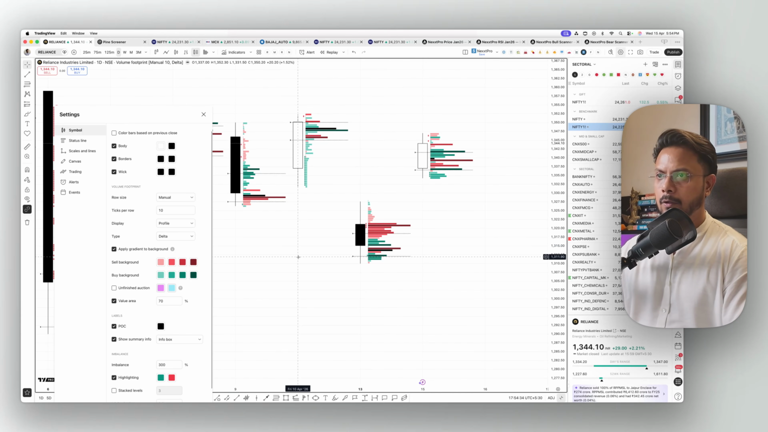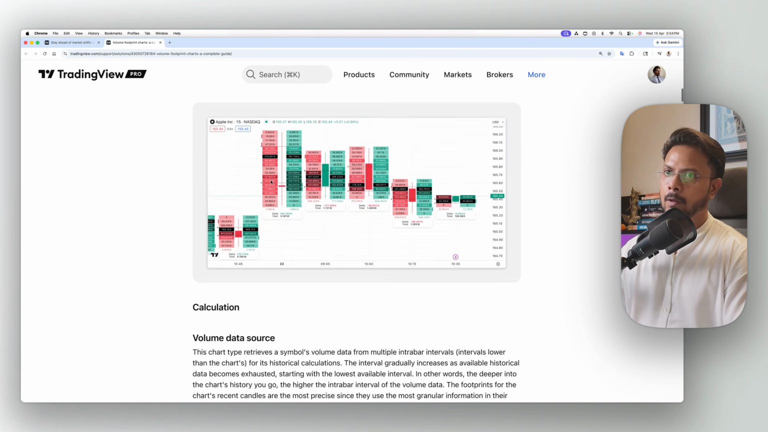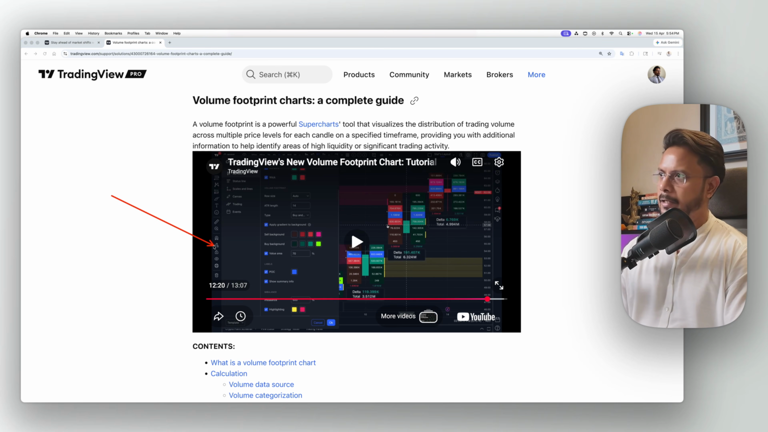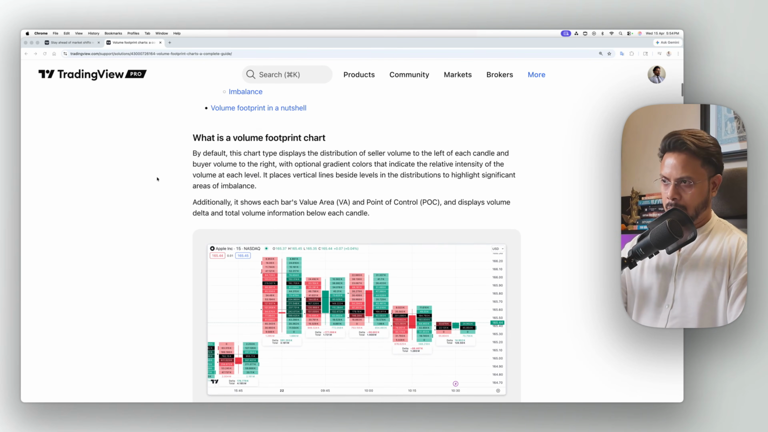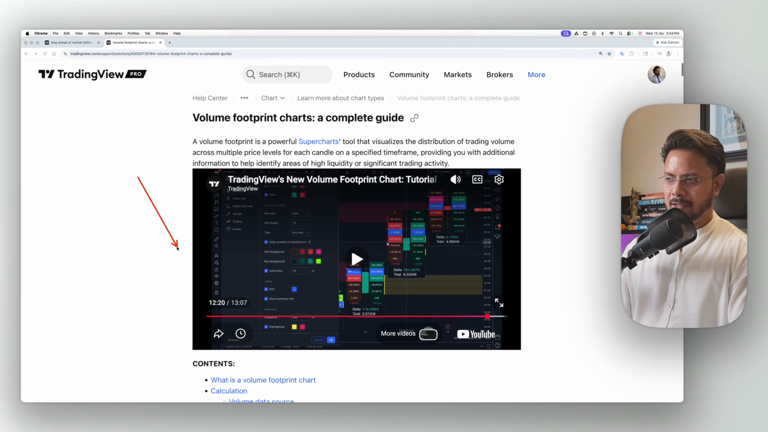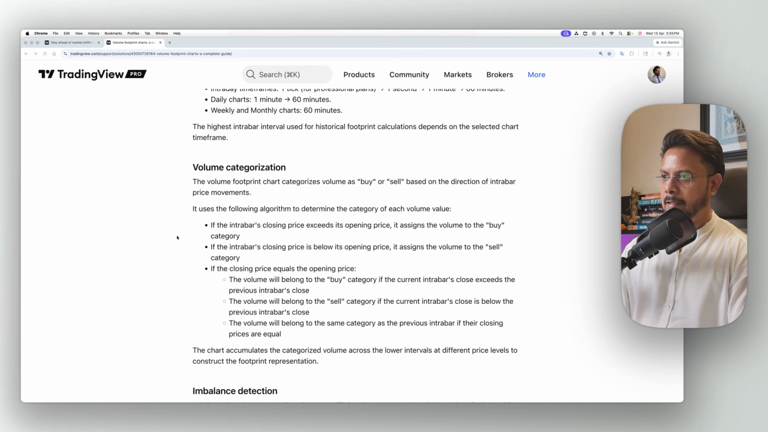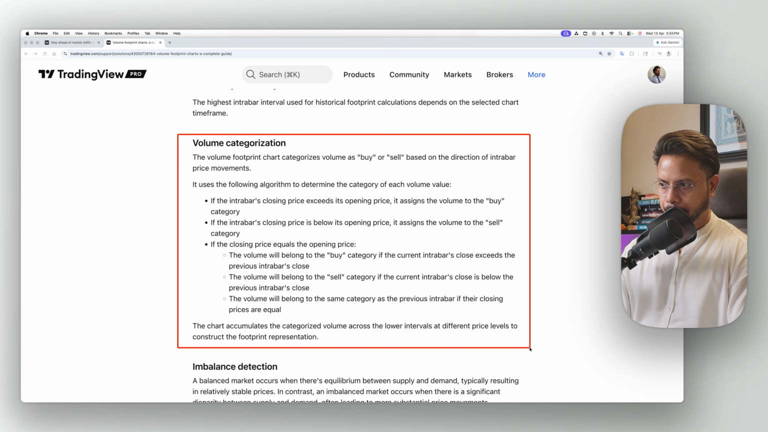One website of TradingView which I found really useful, I'll show it to you, is this page, which I have read. This video, however, I did not find it to be that useful. This is the link to that volume footprint charts, a complete guide within TradingView. I'll share this link in the description box. I've gone through it. I've liked the written part of it. As I said, the video doesn't do any justice, to be honest. And as you scroll down, you will see this is what I'm explaining to you, the volume categorization.